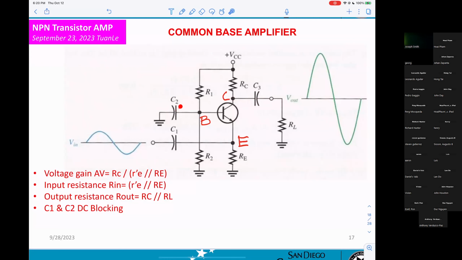Now, what is C2? What's the name of C2? You understand the VB, right? You can get a DC VB: VCC times R2 divide R1, that we're using all the time. That means at the base here.